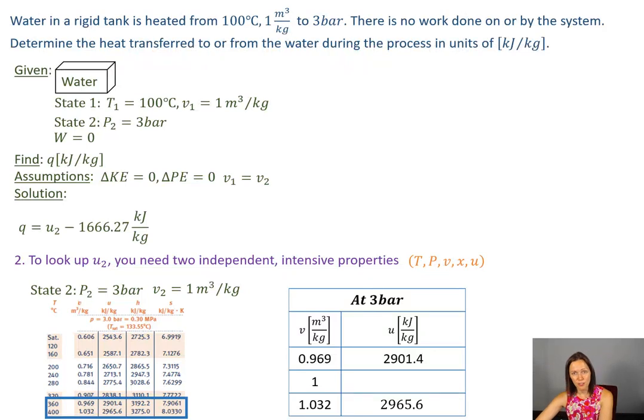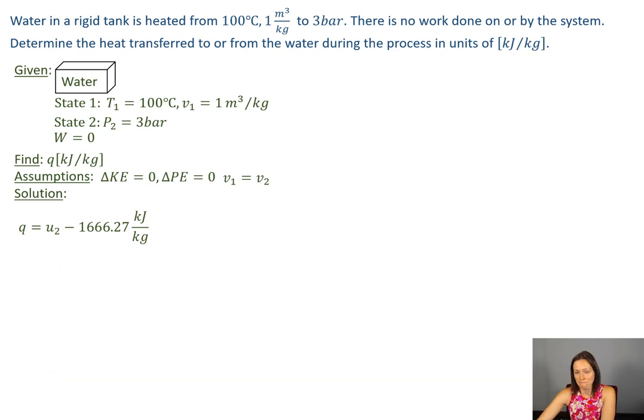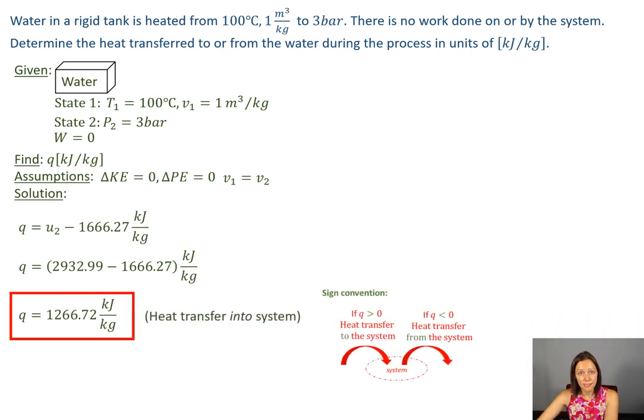If you forget how to interpolate, go back to the segment talking about interpolation. And if I interpolate, I ended up getting 2932.99 kilojoules per kilogram. So looks like I got my U2. I just plug everything in, and it's a positive number, which indicates that heat is transferred into the system, which is mirrored in the problem statement. So I am all done.